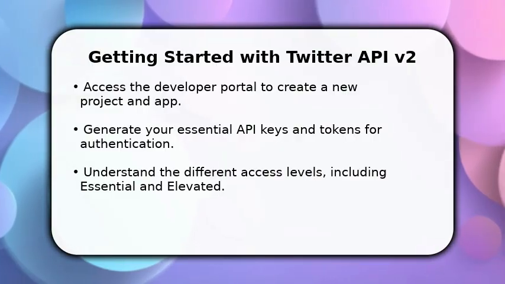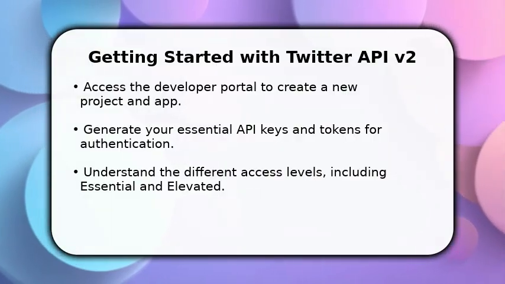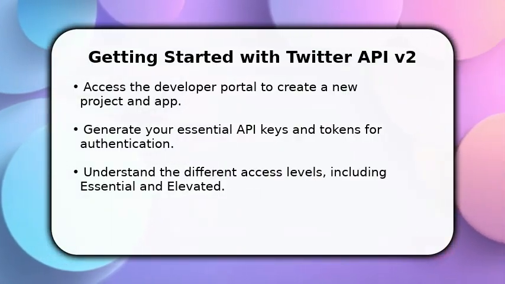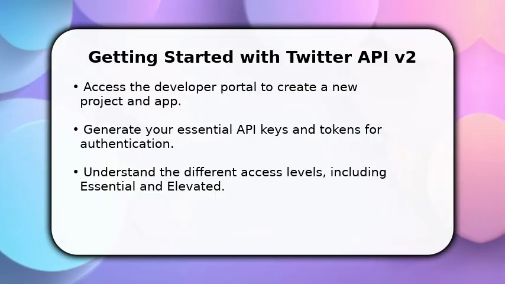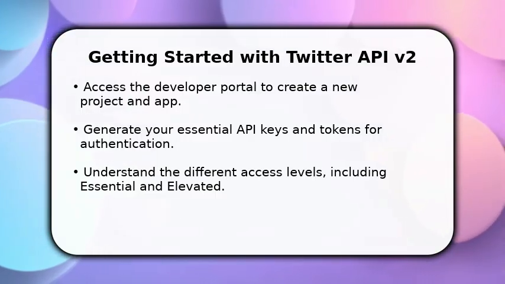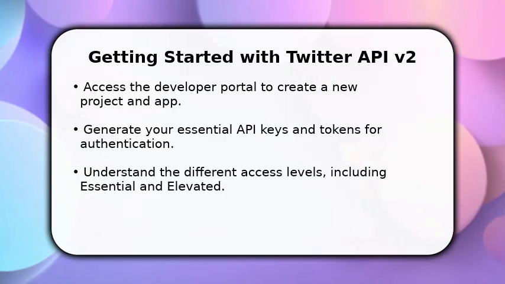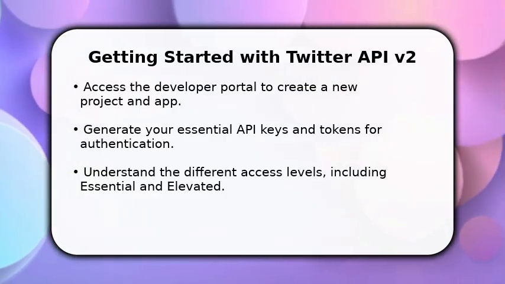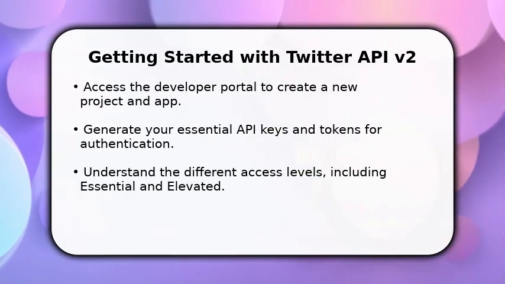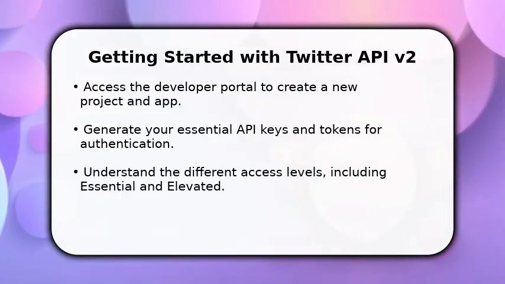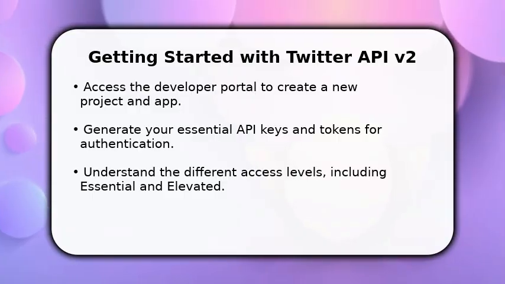In this video, I will explain how to use the Twitter API v2. First, navigate to the developer portal and set up your project and app. This crucial step provides you with the necessary API keys and tokens. You will typically start with Essential Access, which allows up to 500,000 tweets per month. Elevated Access offers more capabilities, including 1 million tweets monthly.